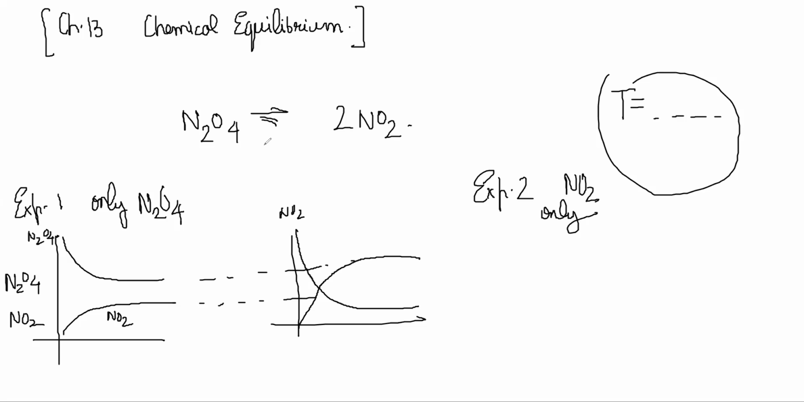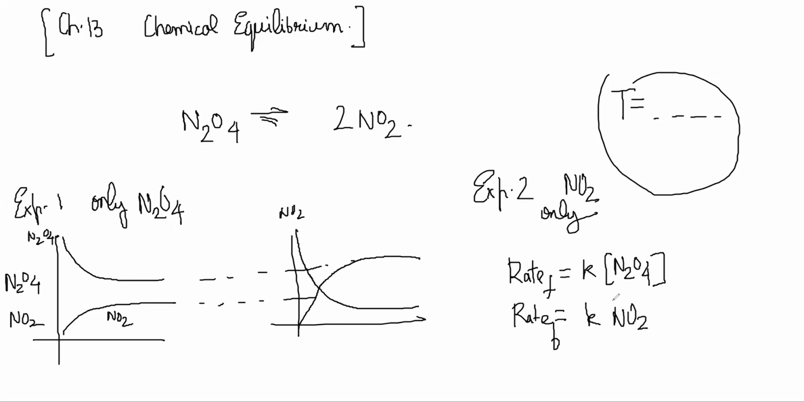Because the ratio of N2O4 and NO2 depends on the rate of forward reaction, which is equal to K times N2O4, and the rate of backward reaction, which is equal to K times NO2. Now, obviously, the powers could be something, X and Y and whatnot, right? But this rate is equal to this rate, which means this ratio will be some fixed value, right? Forward and backward, right?